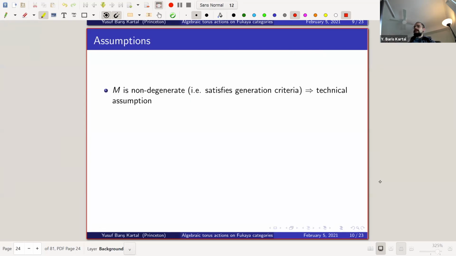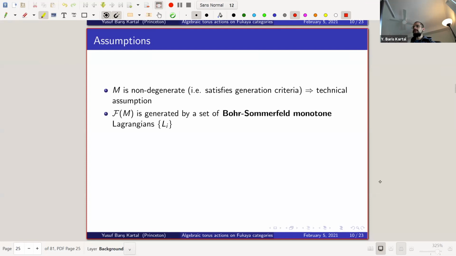So here are some assumptions. The first assumption is that M is non-degenerate. What I mean is that it satisfies the generation criterion. It's a technical assumption. If you don't know what it is, you don't have to care about it. It's a crucial assumption. If I were emphasizing the non-commutative aspects, I would probably say a lot more about this, but my impression is that even the most educated people can miss where this assumption is being used.